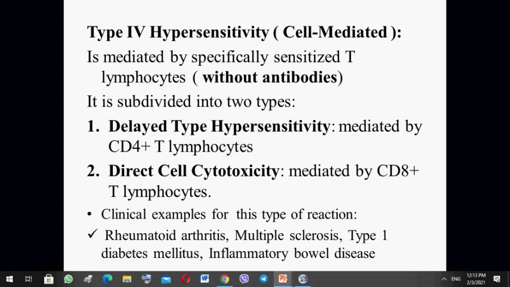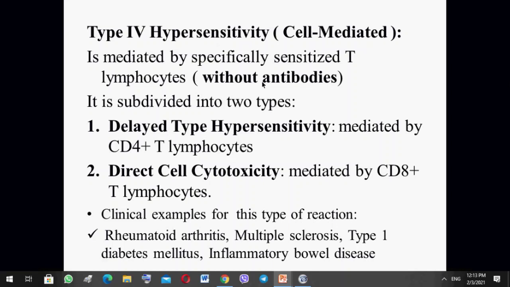Now we come to the last type of hypersensitivity reaction, which we call type 4 hypersensitivity reaction. In this type, the main players are the cells, so we call it cell mediated reaction. And here we don't have any antibody.